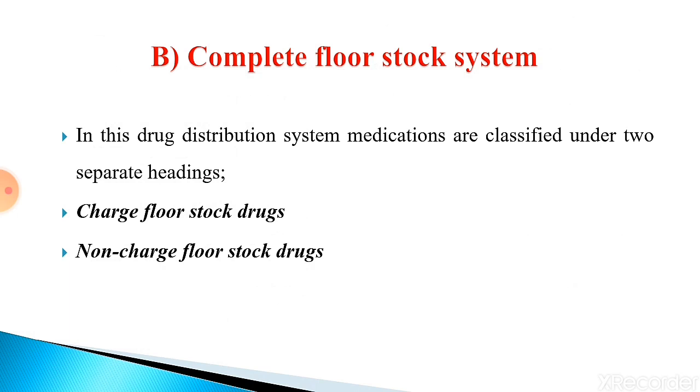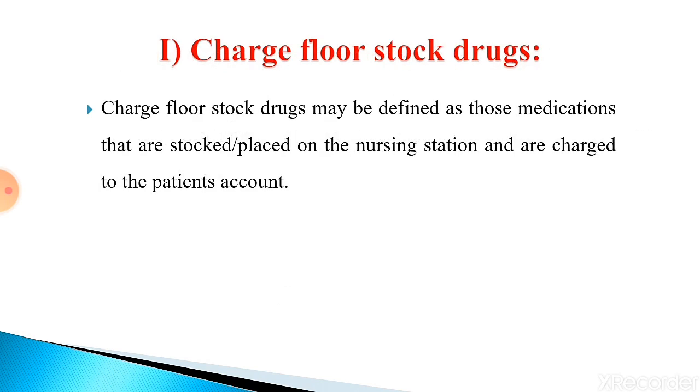Complete flow stock system. Under this system, both the pharmacy and the nursing stations are responsible for drug distribution. In this category of drug distribution system, medications are classified under two different headings. The first is charge flow stock drugs and the second is non-charge flow stock drugs. First we'll discuss charge flow stock drugs.